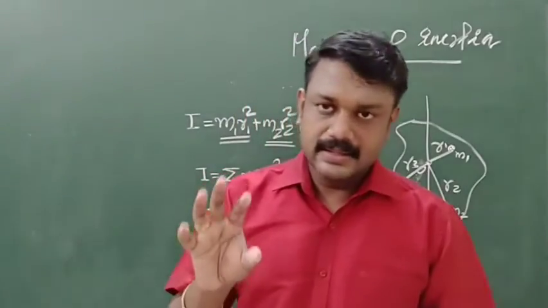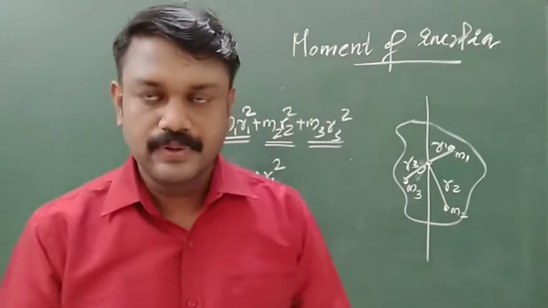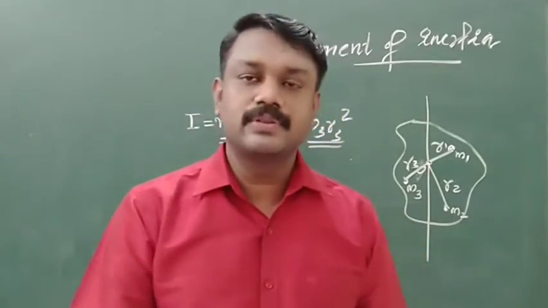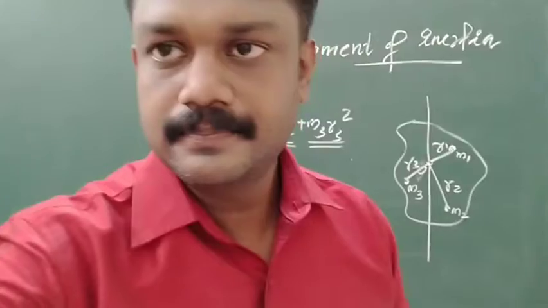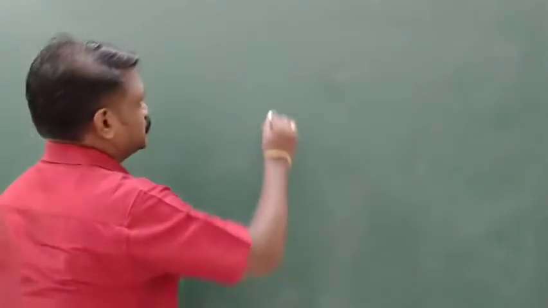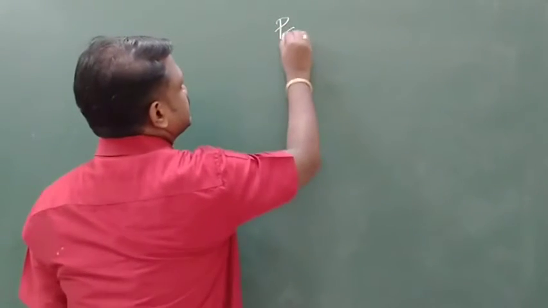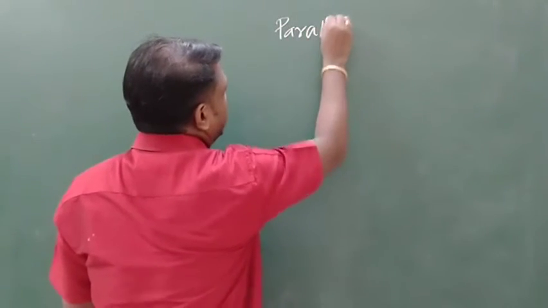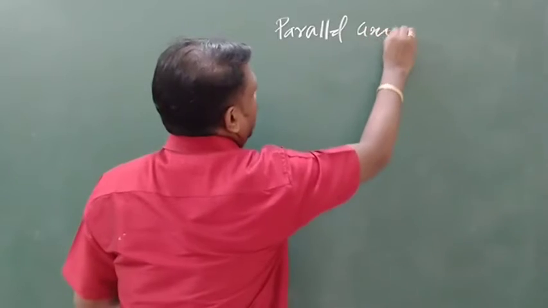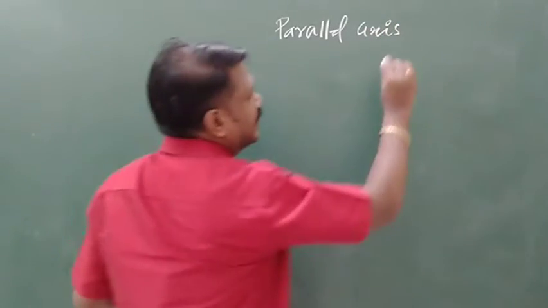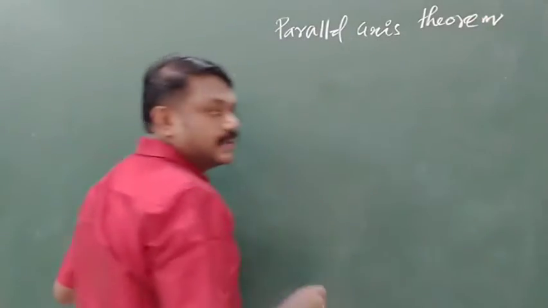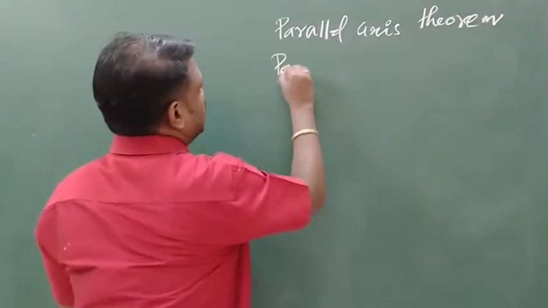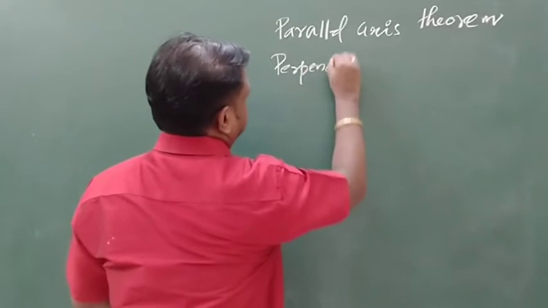So, we can start with those theorems to find out the moment of inertia of a rigid body. Okay, so these two theorems are: one is the parallel axis theorem, and the other is the perpendicular axis theorem.